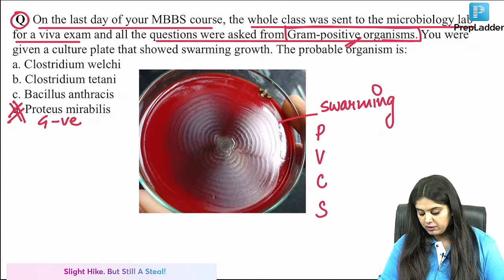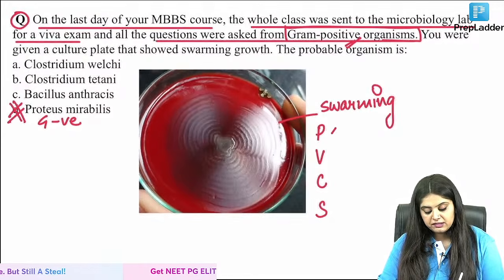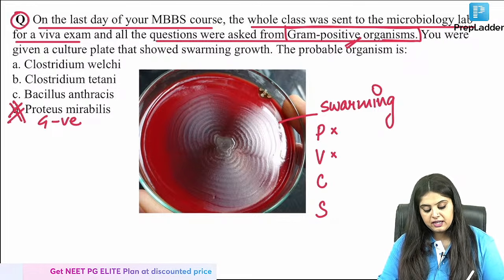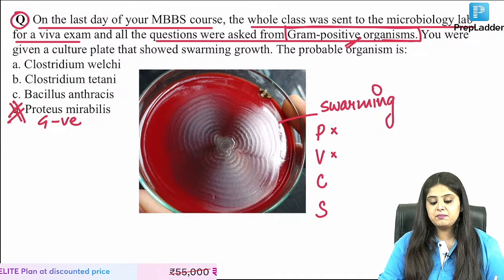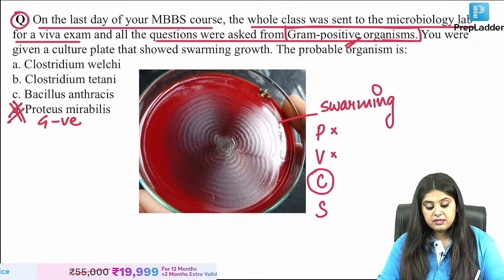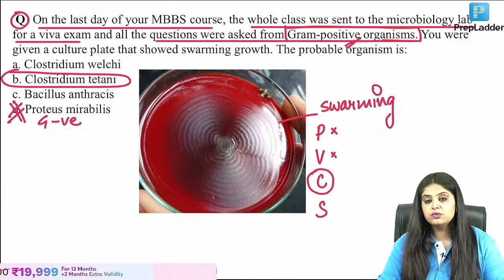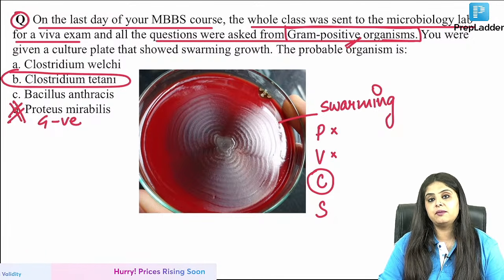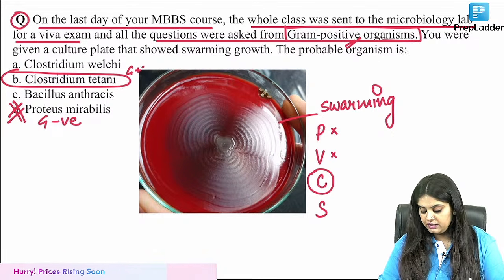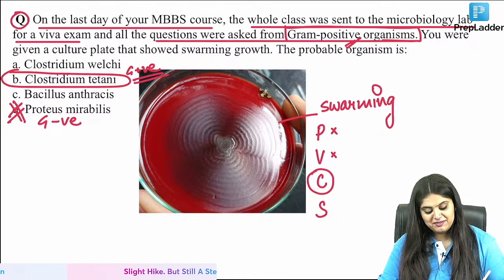That many of you slept off over here. Now ma'am, Proteus answer नहीं हो सकता. Vibrio, parahemolyticus and all. Vibrio is also gram-negative. Clostridium tetani can show you swarming and Clostridium tetani is gram-positive. So over here the answer, last day Viva में भी fail हो गए.